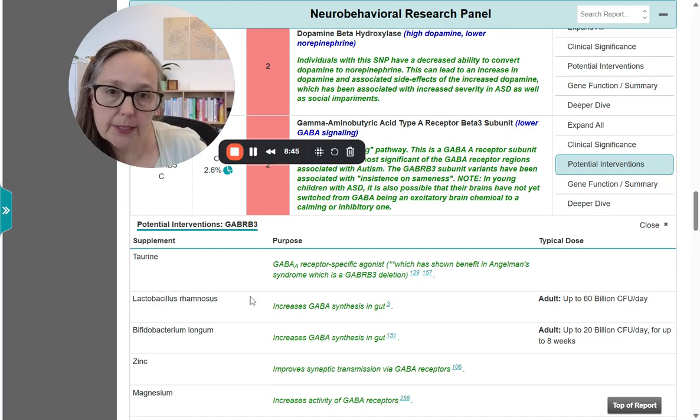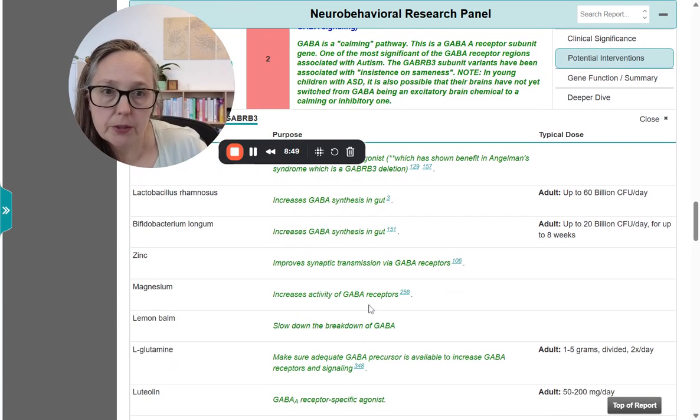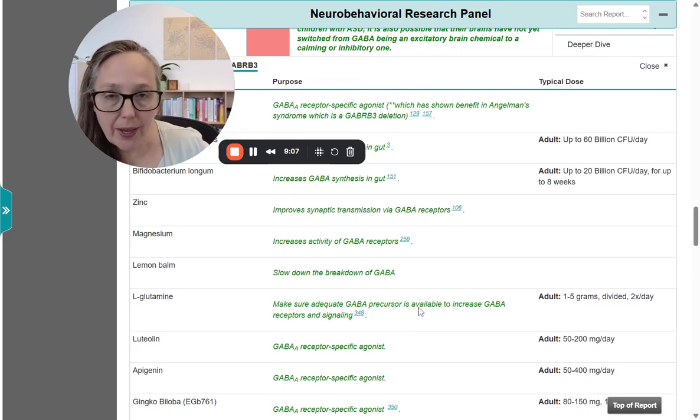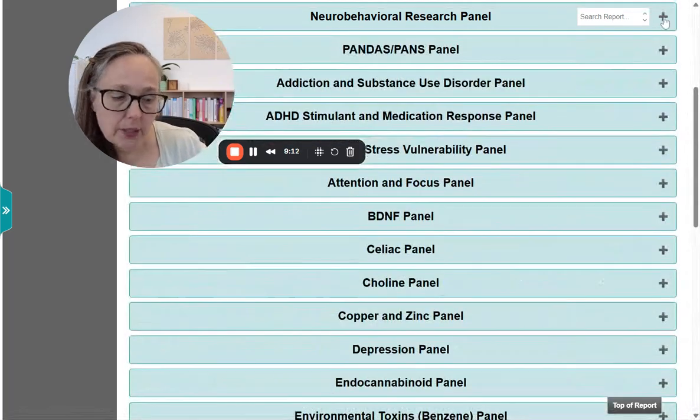There are different probiotics, and all probiotics are not the same because they're all different species in the body, but Lactobacillus rhamnosus and Bifidobacterium longum have both been shown to increase GABA synthesis of this specific neurotransmitter in the GI tract. And then we know zinc is involved in the neurotransmission along this pathway. Magnesium helps to improve the expression of the receptors, so you have more people listening for that. And so if you have this level of detail, you can customize things. And you can look and see how they interact with each other.